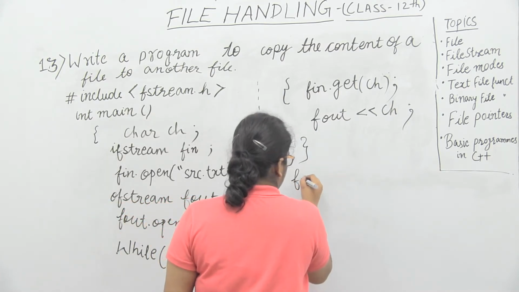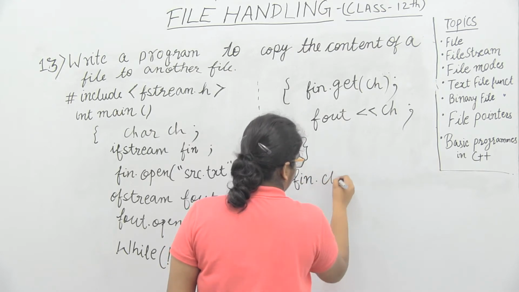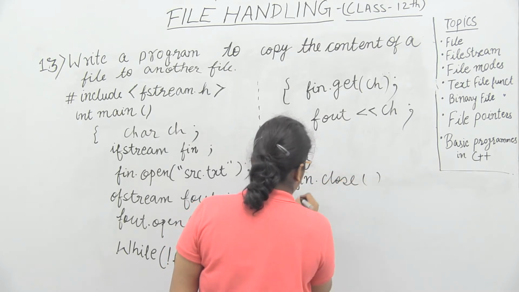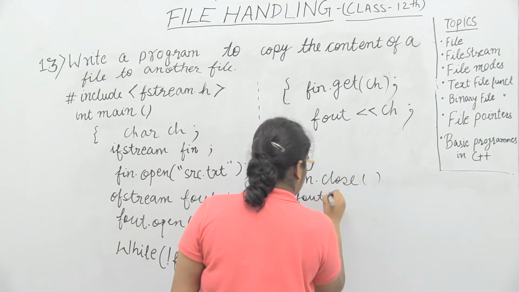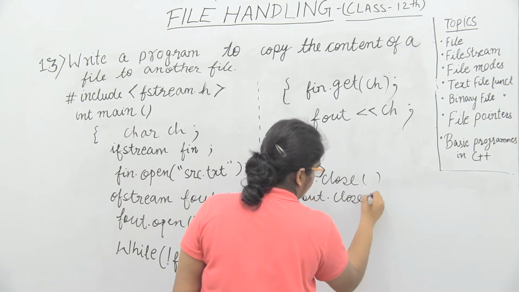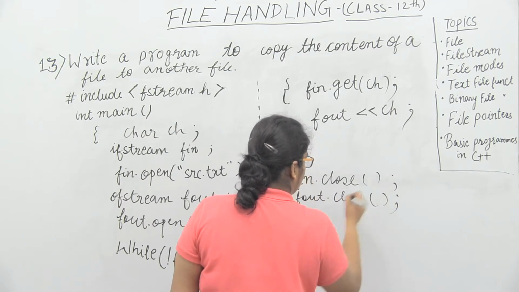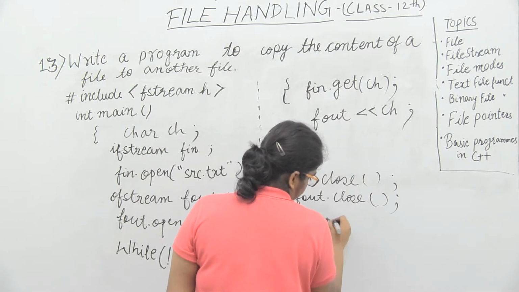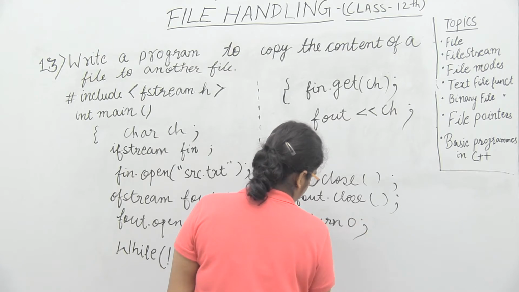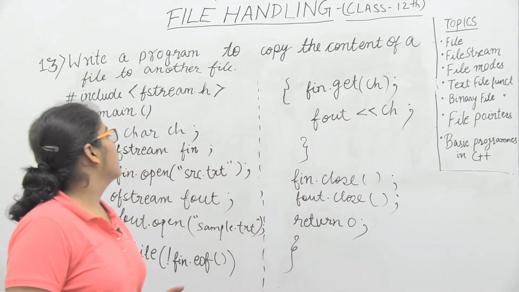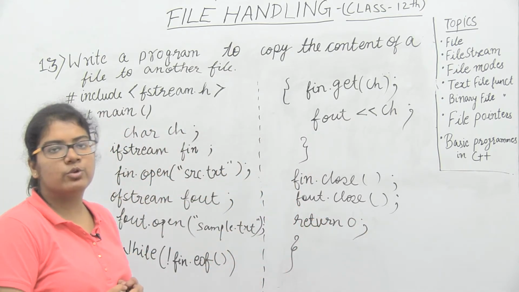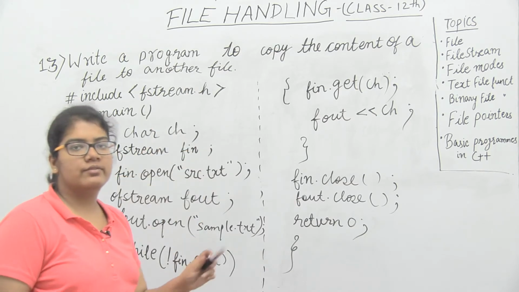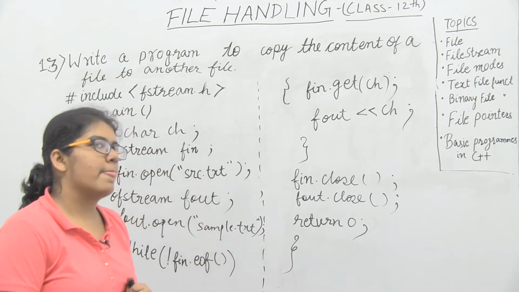So then we'll close both the files. Return 0. So this is our complete program to copy the contents from one file to another file.